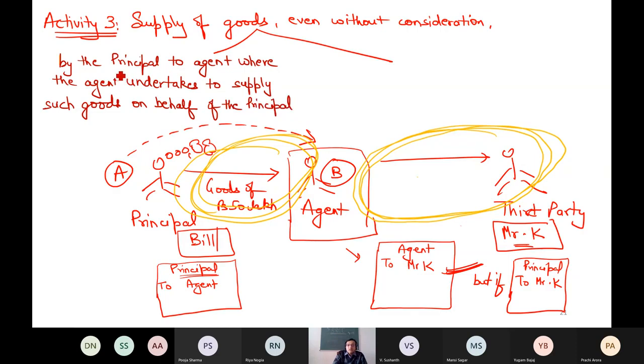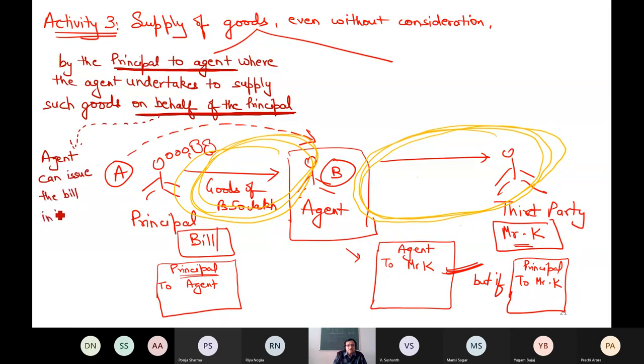By the principal to agent, and where agent undertakes to supply such goods on behalf of the principal. So what do I mean by behalf of the principal? This is the main question. Can you tell me what do you mean by behalf? When agent has the power, it means what? Agent can issue the bill in his own name.